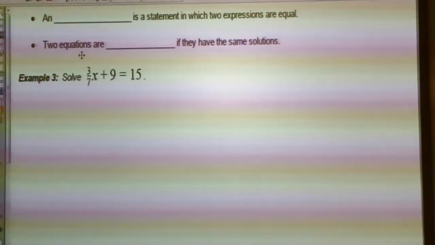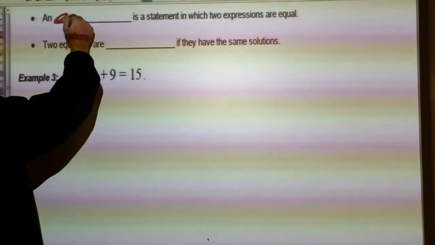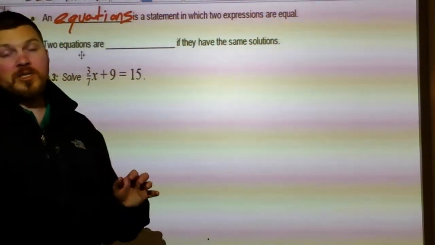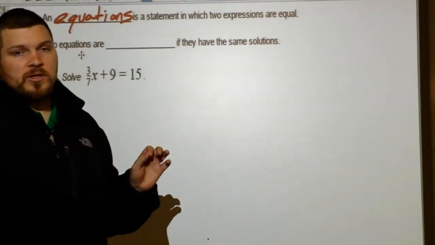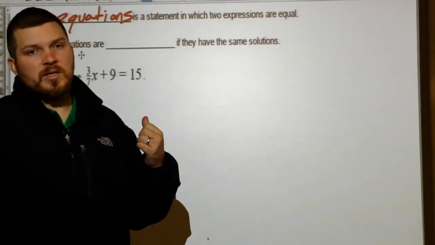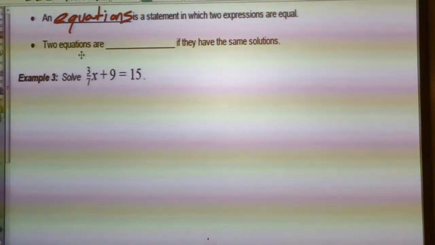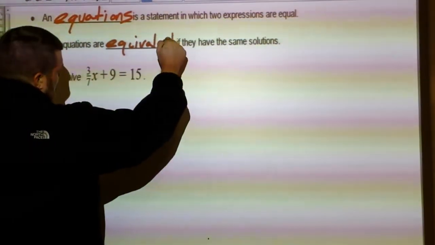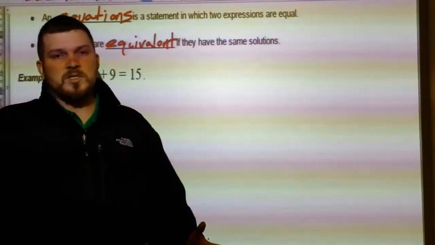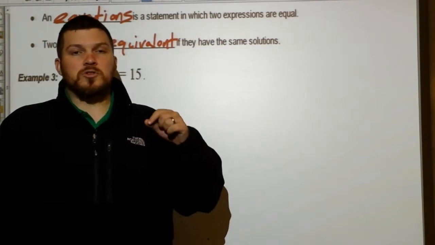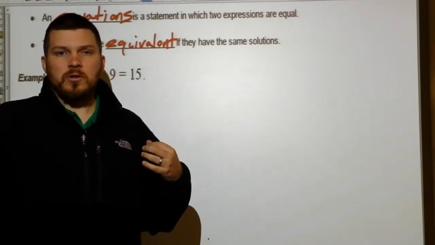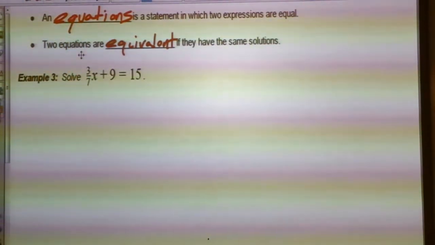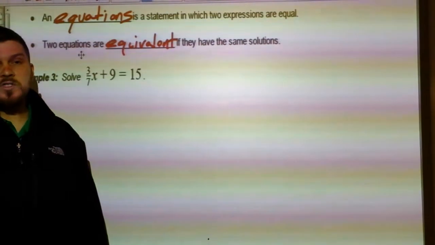So, an equation is a statement in which two expressions are equal. Again, we talked about what an expression was in the previous videos, so if you need to check out that definition, please go back to that video. Two equations are equivalent if they have the same solution. So that means when I get a variable by itself, it's going to solve or unlock the door for both of these equations. So for instance, I want to solve 3/7 x plus 9 equals 15.